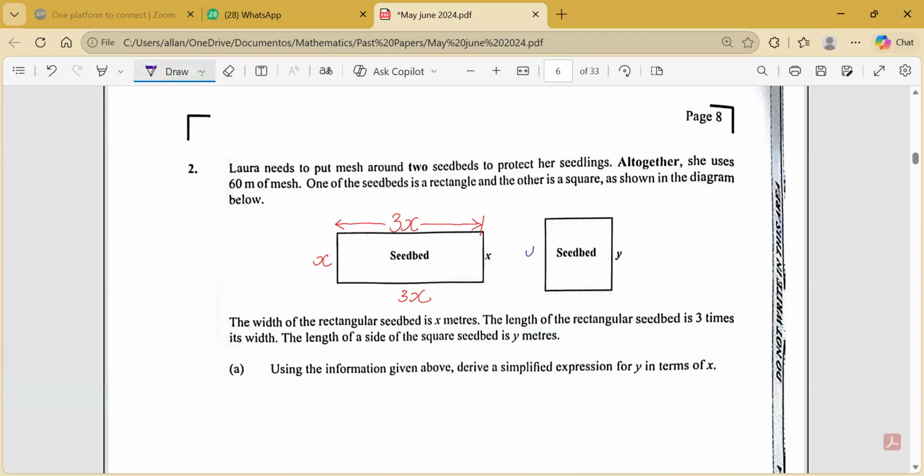The length of a side of the square seedbed is y meters. So let's put a y. y would be the same distance right around. Good. So when you have these things, write it out first. Write it on the paper. Or if they didn't give you that, then draw it, so you can see. When you see it, you understand it a little better.